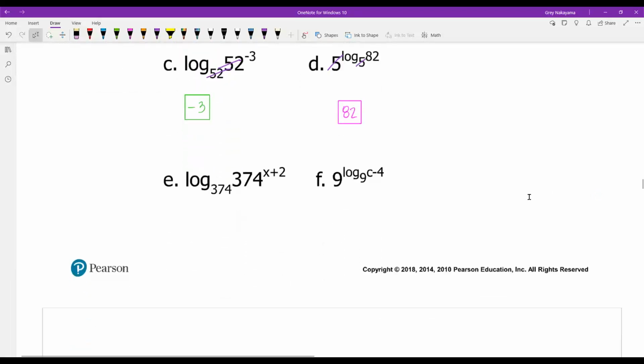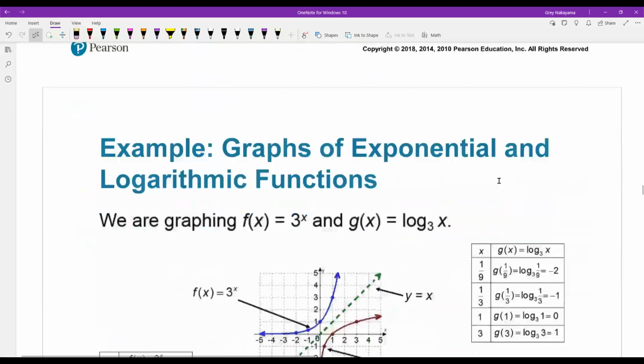Running out of room here. Log base 374 of 374 to the x plus 2. X plus 2. 9 raised to the log base 9 of c minus 4. C minus 4. Bad example they gave you. Should have... No, it's in the exponent. Doesn't matter. Okay. So those things are going to be very helpful when you get into solving equations. So it is important to recognize that.